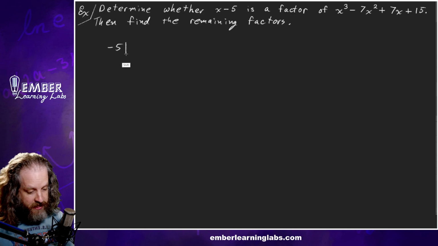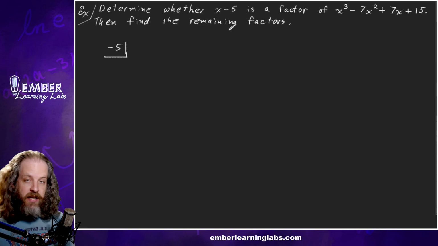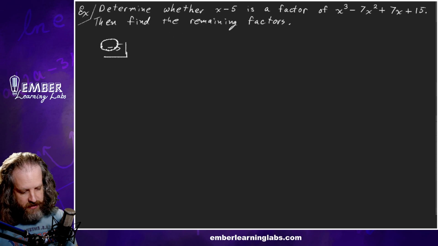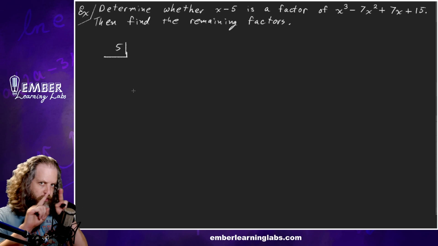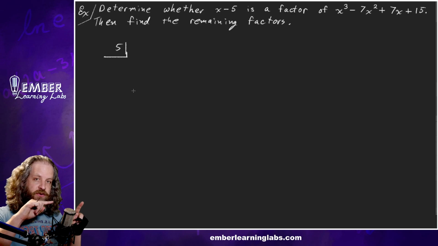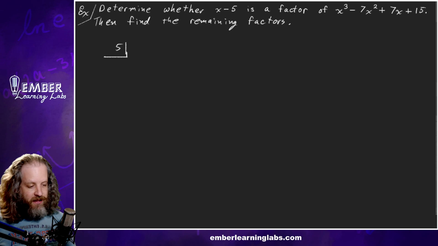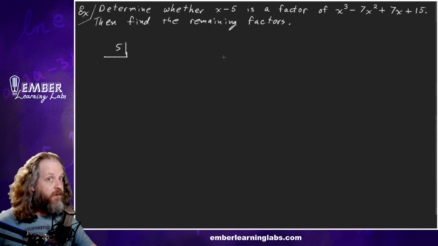Notice we didn't change the sign. We're doing synthetic substitution, not synthetic division. Actually, hold on. We are doing synthetic division, right? Since we're doing synthetic division and we've got x minus 5, we do have to change that. So two separate things here. If we're doing synthetic substitution, we don't change the sign. If we're doing synthetic division, we do have to change the sign. That's very important that we keep that separate and we do that correctly.